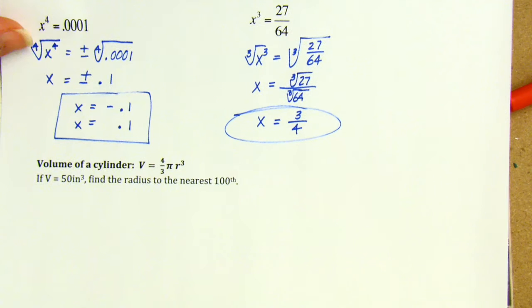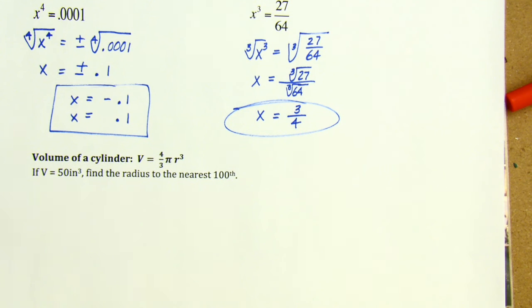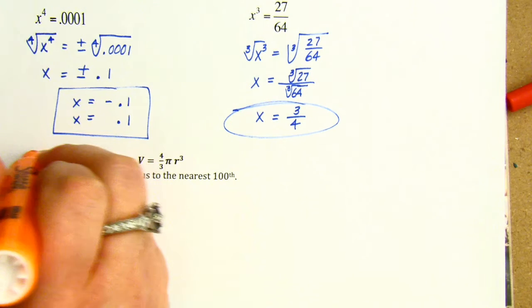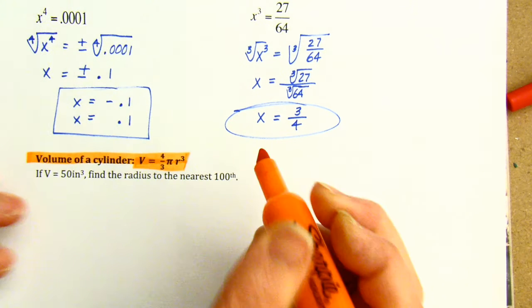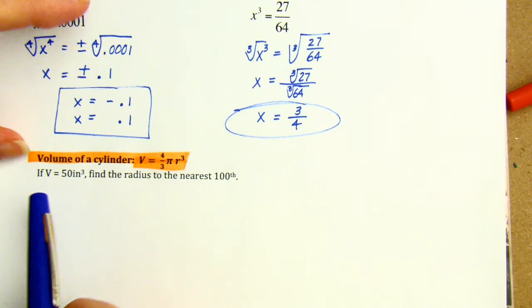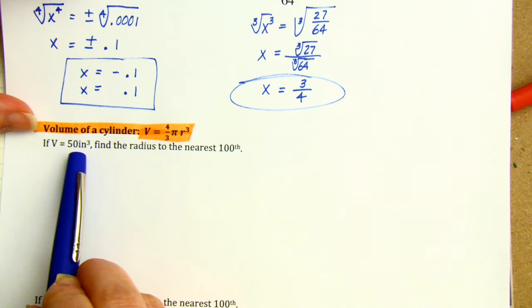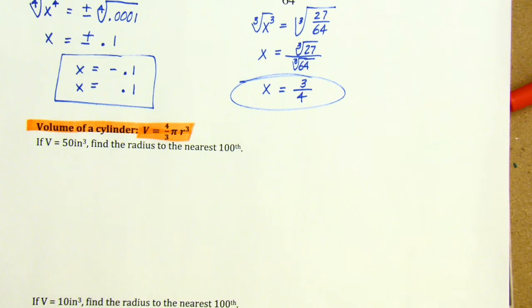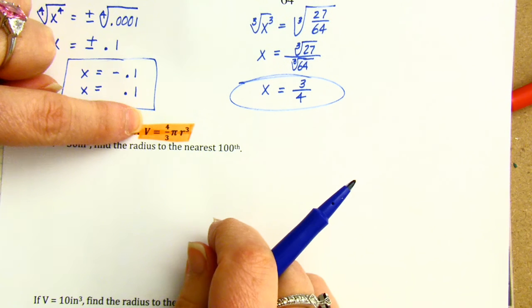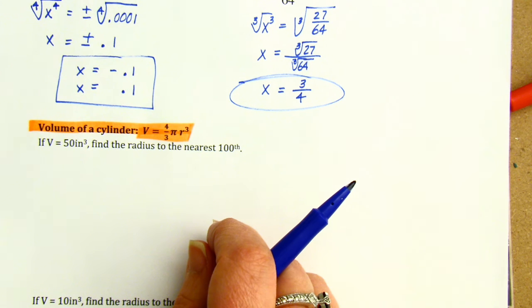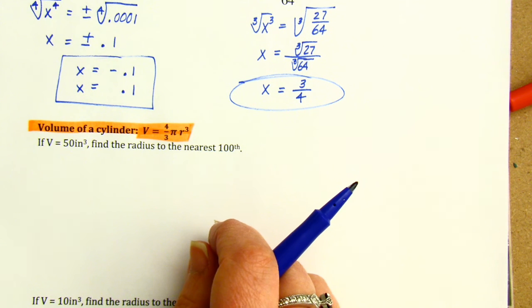All right, this problem right here says the volume of a cylinder, the formula for volume of a cylinder is that formula right there. And here it says, if V, the volume, is 50 inches cubed, find the radius to the nearest hundredth. Well, let's look at the formula. V is volume. Pi is not a variable. It's an irrational number. Pi is pi. And r is my radius. All right, I have to solve this thing for r.